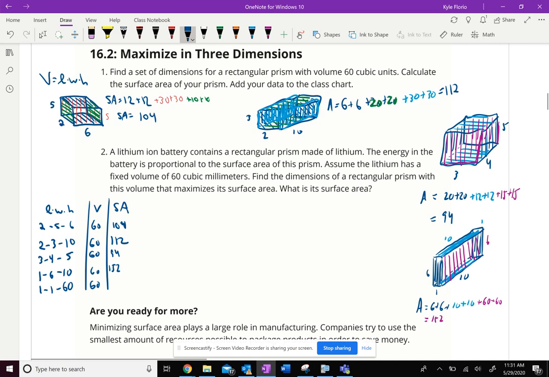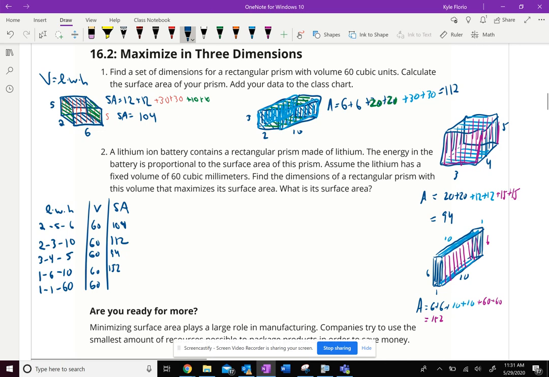So the question was, we want the lithium battery to have the biggest surface area because the energy is proportional to the surface area. So the bigger the surface area, the more energy. And right now, the 1 by 6 by 10 lithium battery is going to have the most surface area. And it seems like the more we stretch it out, the bigger the area is getting. The more we turn it into a cube, the smaller the area is getting. So I bet this one's going to be even bigger.